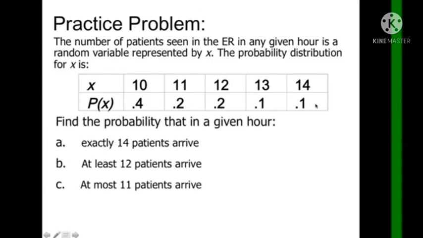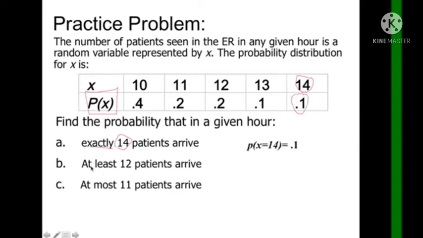Now, the questions are, find the probability that in a given hour, we will get exactly 14. Is there a 14 here? Exactly 14, yes. So what's the probability of that 14? And that's equal to 0.1. So that's the answer. Okay?